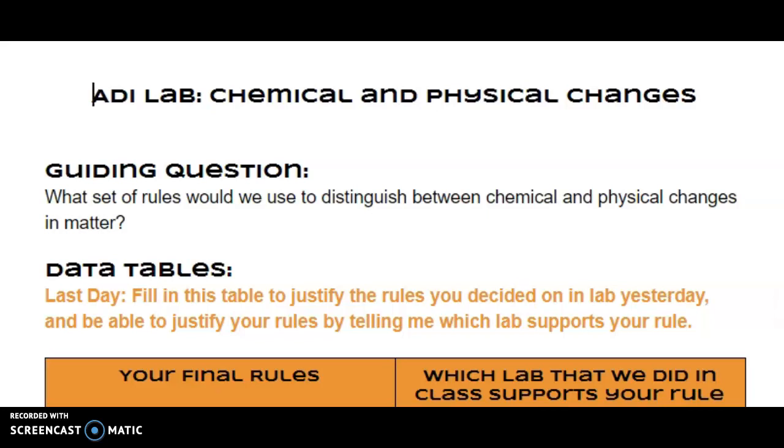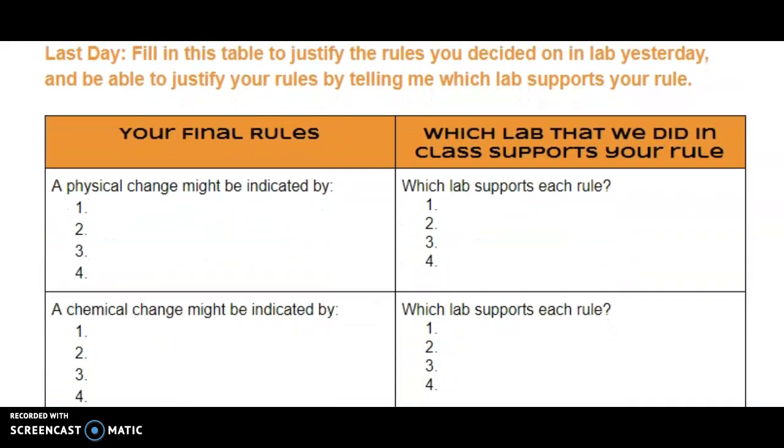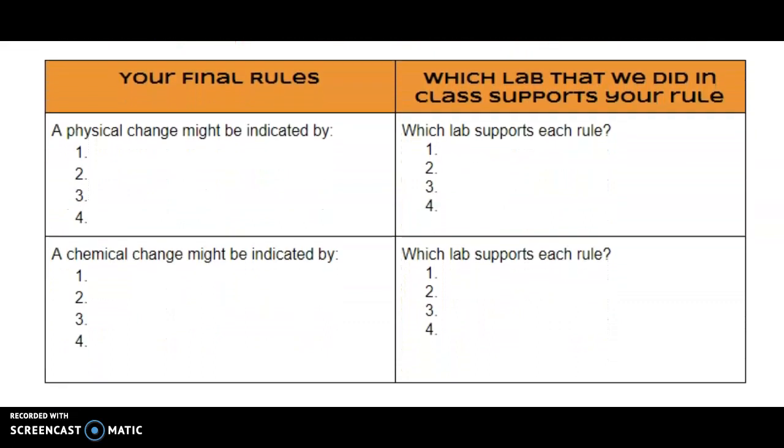So as you're looking, you're going to have your final rules in this column right here. Here, a physical change might be indicated by what are your rules. A chemical change might be indicated by what are your rules. But then you have to look back on this side to find the data that supports your rules.